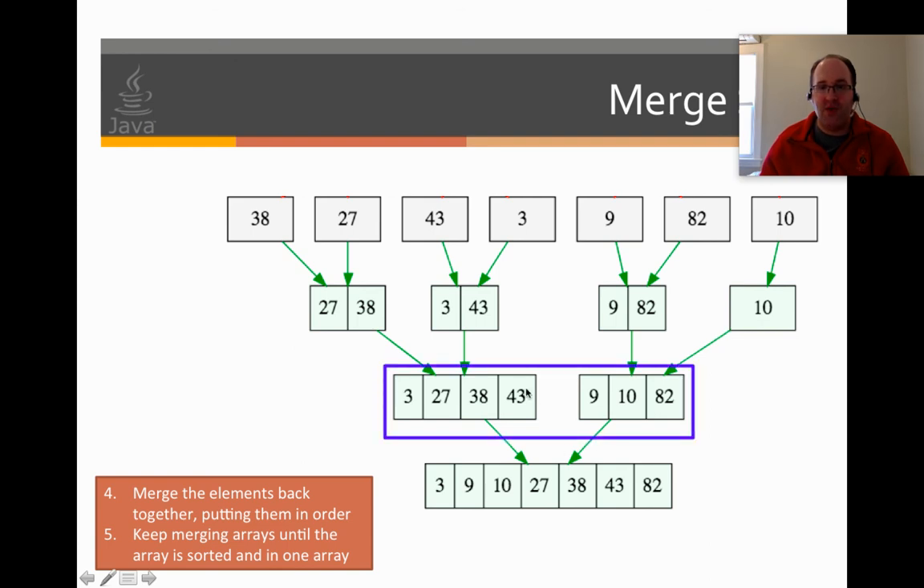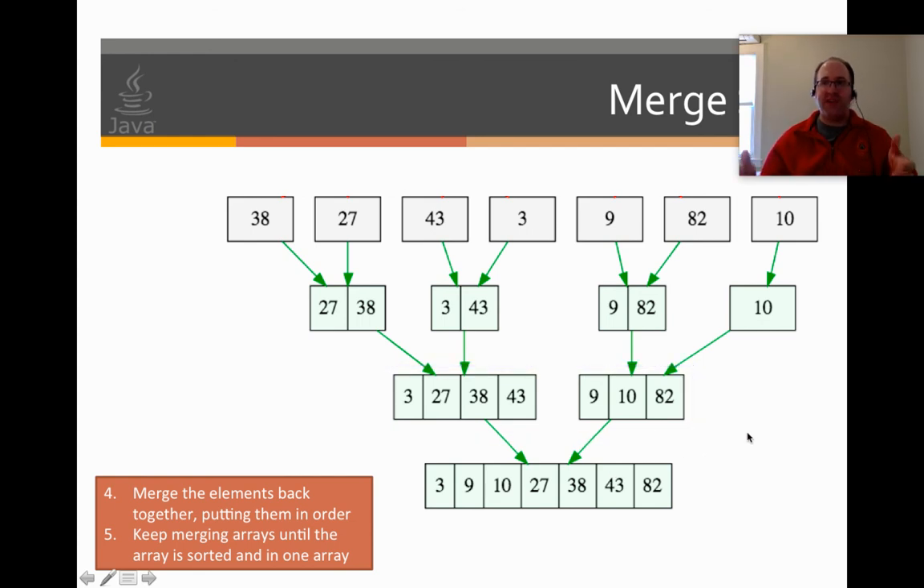And now we have to merge these together. So again, we'll start from the left-hand side of each one of these. The 3 and the 9, which one has to come first? We'll take the 3. The 9 and the 27, which one comes next? We'll take the 9. The 27 and the 10, which one do we need? We need the 10. The 27 and the 82, which one do we need? The 27. The 38 and the 82, which one do we need? The 38. 43 and 82, we'll take the 43, and then the 82.